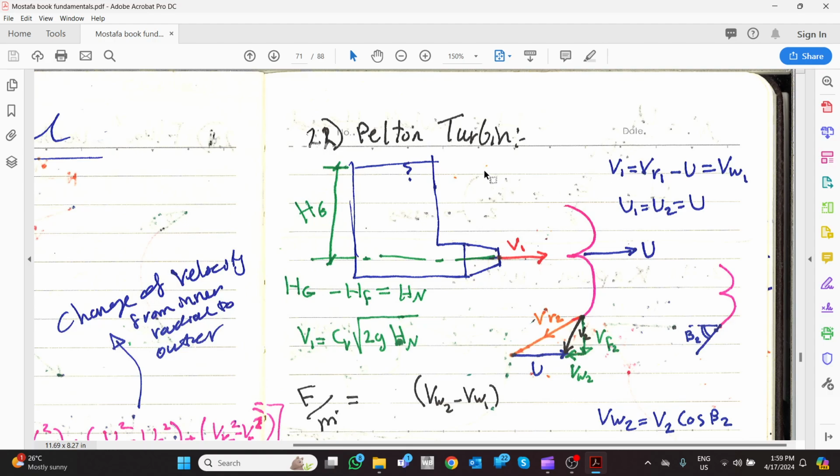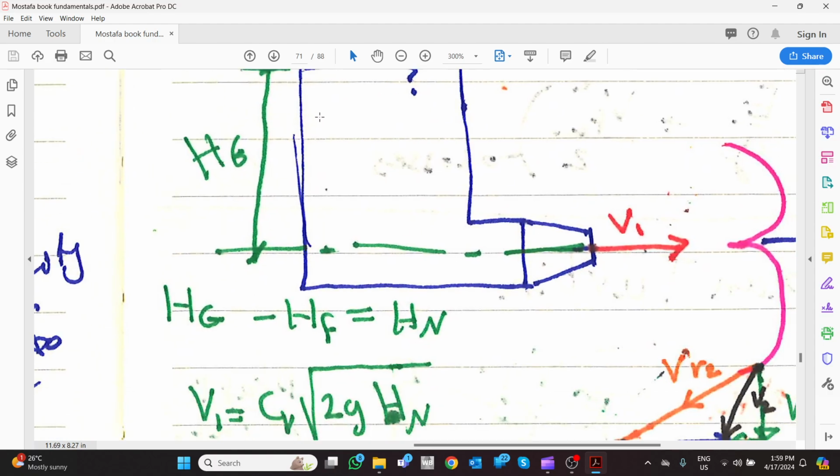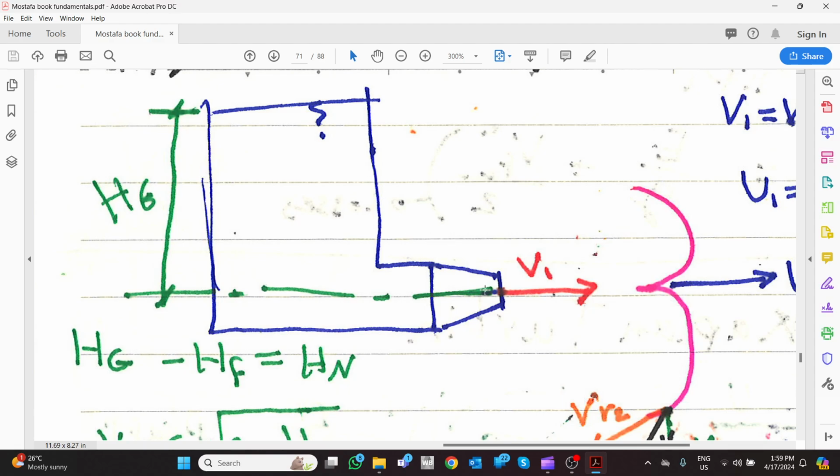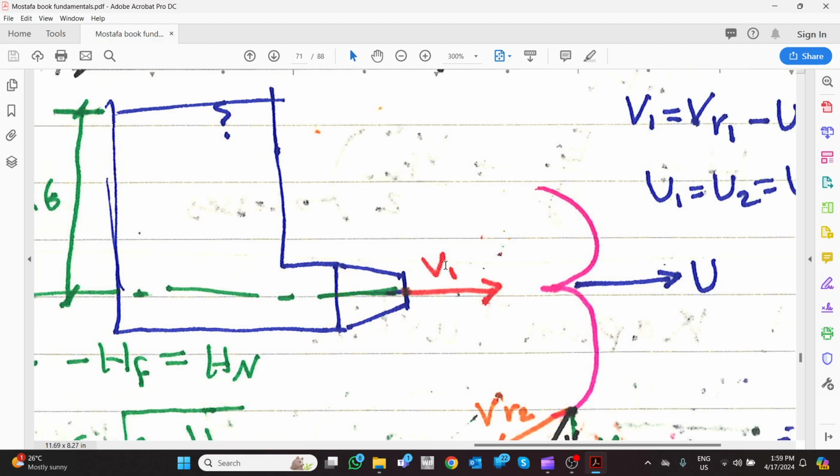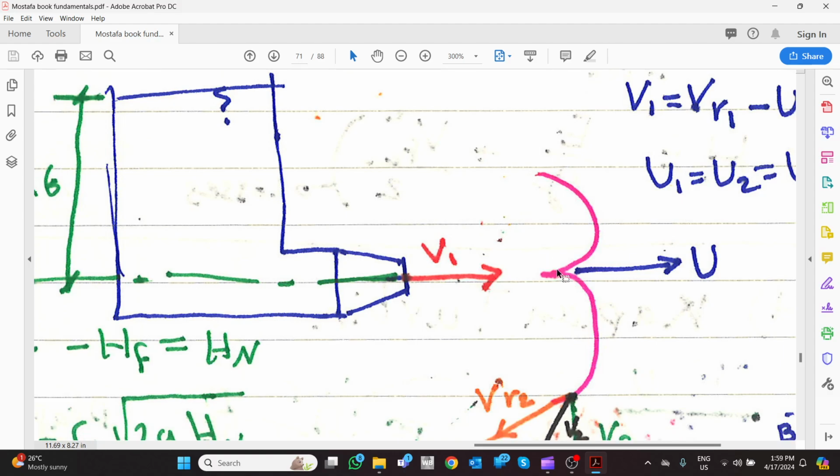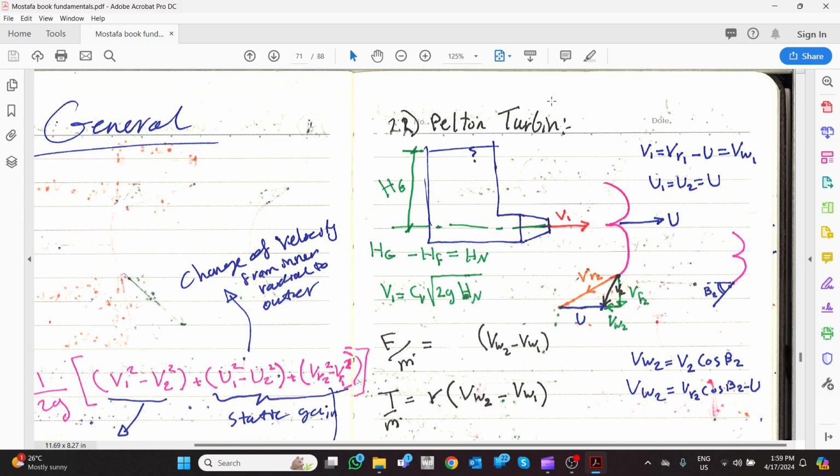Okay. Pelton turbine. Pelton turbine is very simple. If you have a big tank and at the end of the tank there is a nozzle in the open atmosphere, there will be a jet. The jet will hit the plate here, then the plate starts to rotate like this.